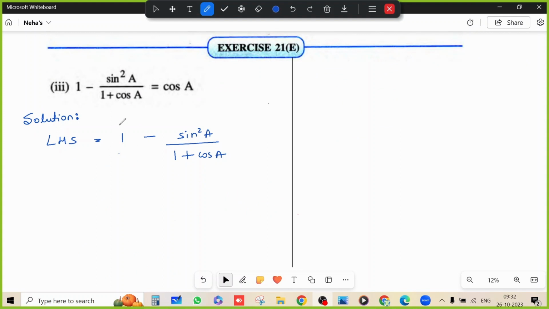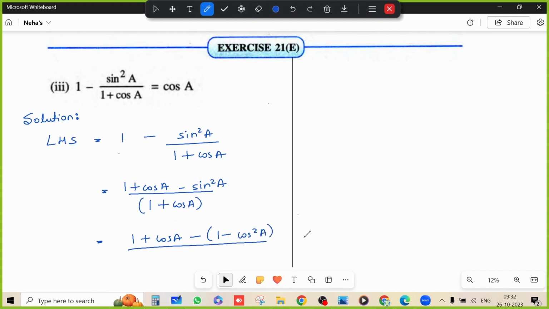The left hand side of the next question is given as 1 minus sin square A divided by 1 plus cos A. So here we will first find out the LCM. The LCM will be 1 plus cos A. Now the numerator here becomes 1 plus cos A minus sin square A. Now we will write minus sin square A here in the form of cos. So it can be written as 1 minus cos square A by the trigonometric identity that since sin square theta plus cos square theta is equal to 1, therefore sin square A can be written as 1 minus cos square A.